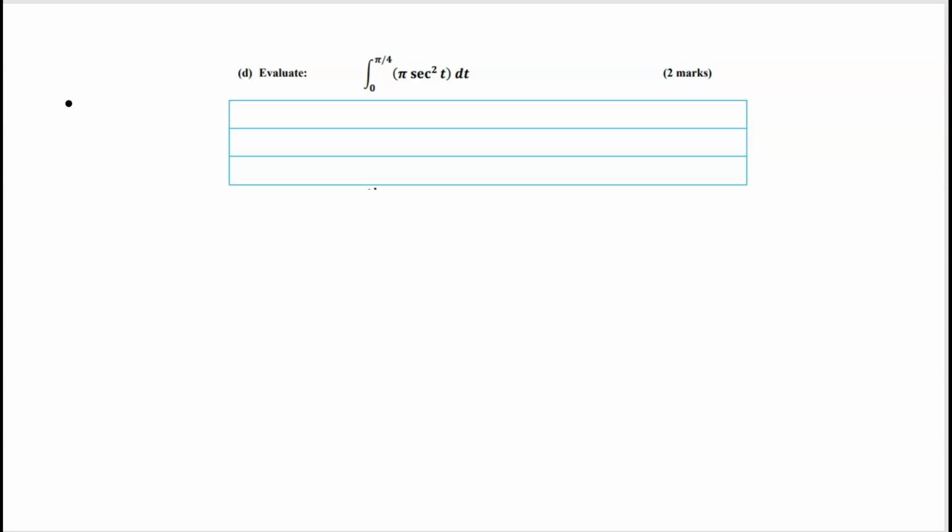Second to last question, penultimate is the word. Okay, so pi is a number, so before you start on your integration, you can take the pi out the front. So it's pi by 4 to 0 of sec squared t. And this is on the formula sheet, so you know that the integral of sec squared is tan. So it would be pi times tan t.